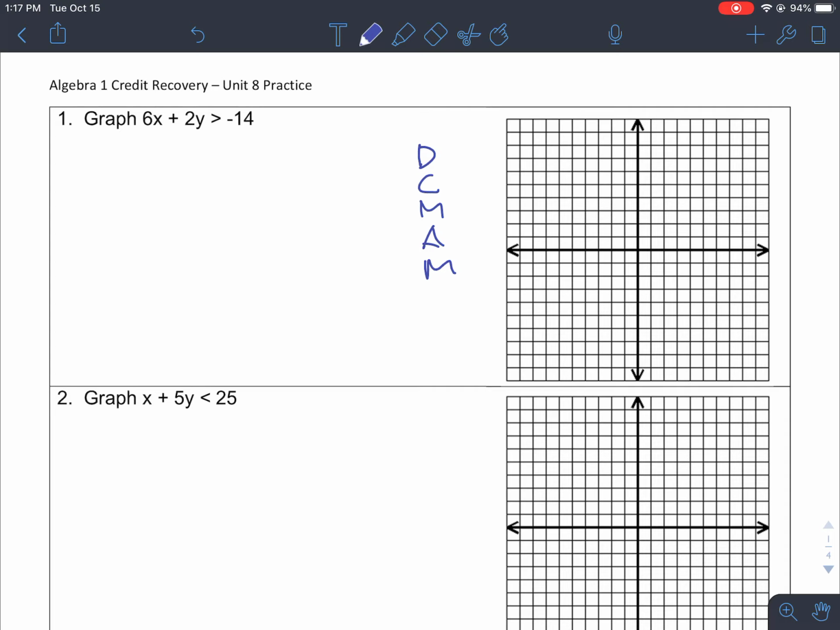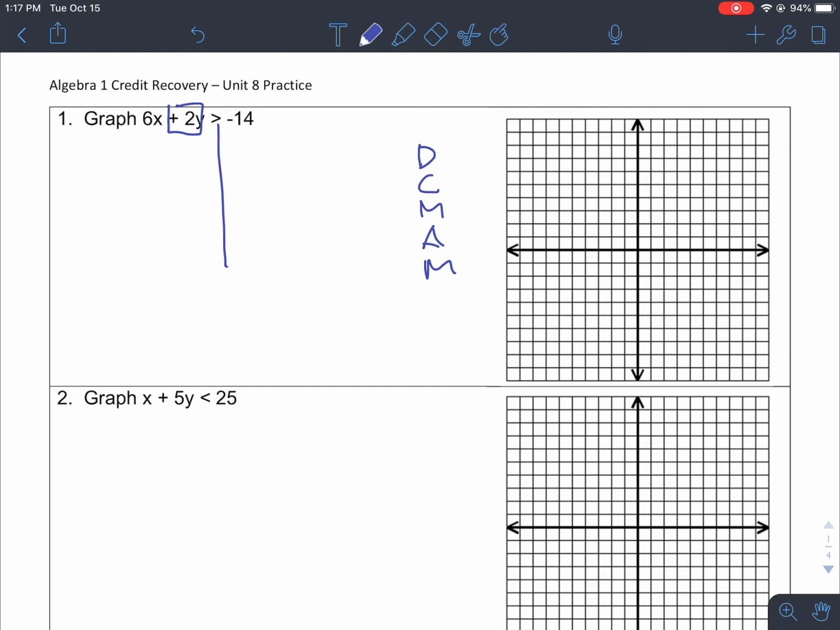D is distribute. C is combine like terms. That first M stands for move variables. A is add or subtract, and M is multiply or divide. So looking at this, to graph, I want to graph with y and mxb, so I want the y to be on by itself. So I'm going to go ahead and box that because that's what I want to solve for first.